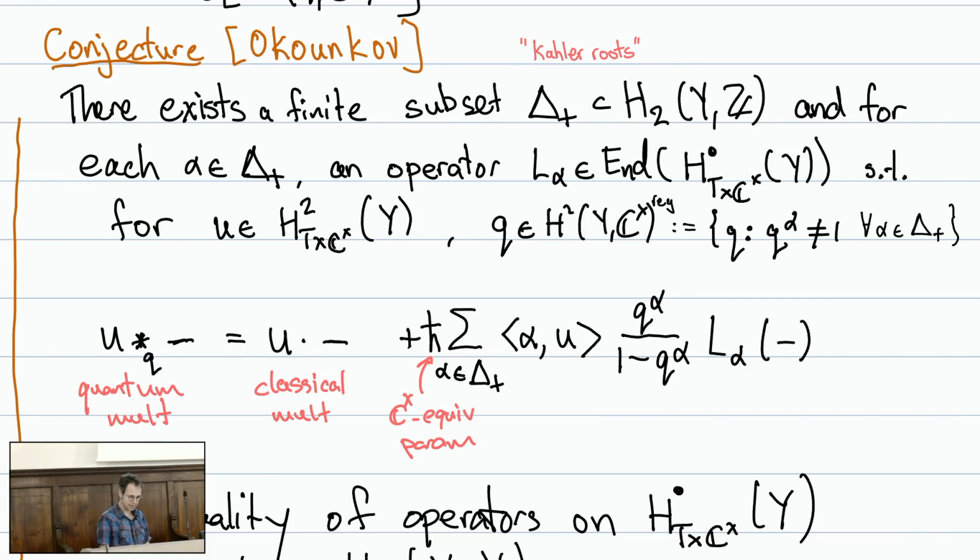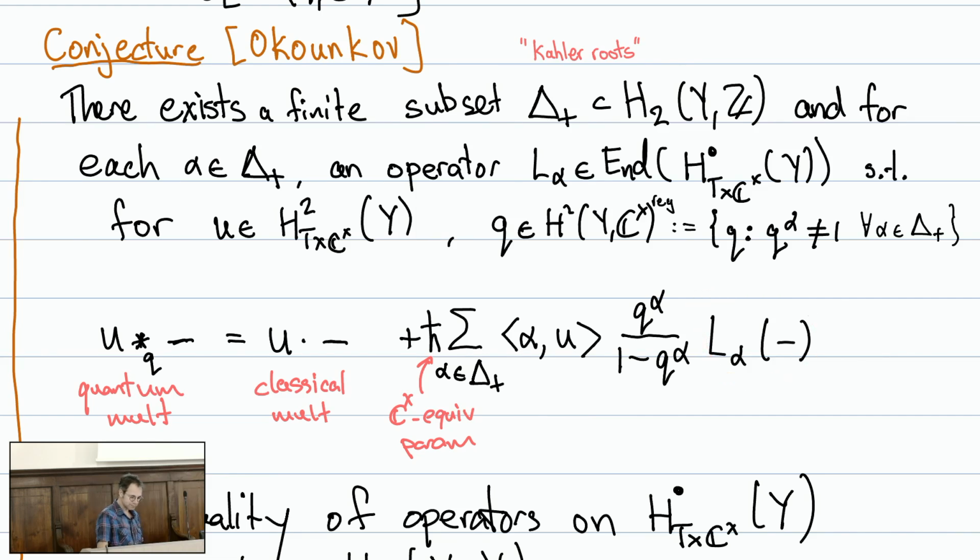Okay, so h bar times a sum over the roots. Roots means just this special subset. There's a pairing between alpha and u, which makes sense because alpha lives in H lower 2 and u lives in H upper 2. There's this factor, which I'll explain in one second, q^alpha over 1 minus q^alpha. And there's this operator, okay?